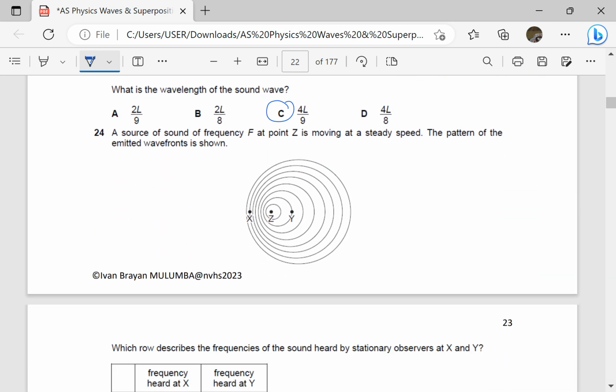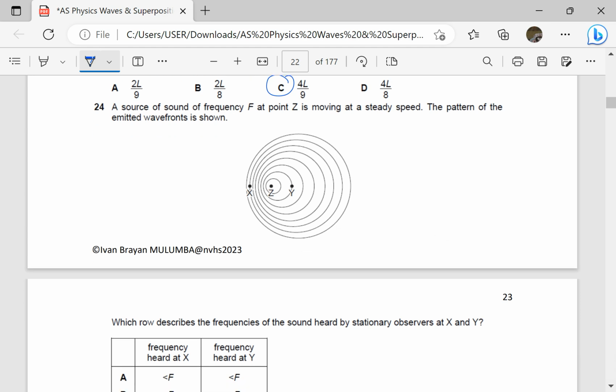A source of sound of frequency F at point Z is moving at a steady speed. The pattern of the emitted wavefronts is shown here. Before reading even the questions, you see that the source is placed at Z. So it means at X, the frequency must be increasing because the wavelength is decreasing. Frequency is inversely proportional to wavelength. We see that the wavefronts are getting closer. So towards X, the frequency is increasing.